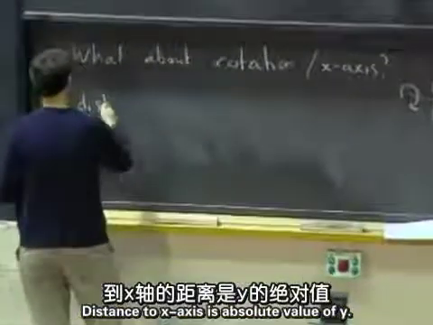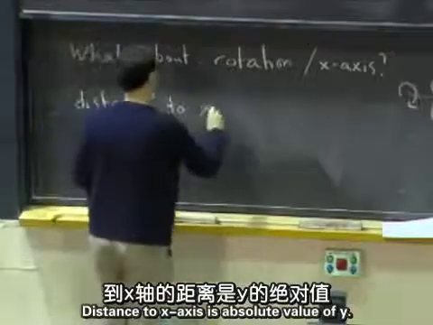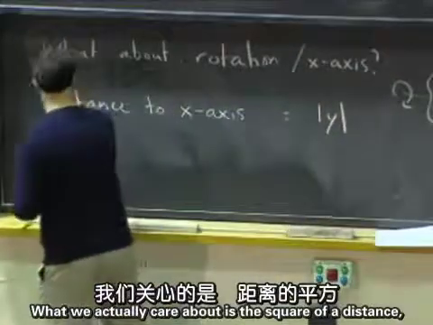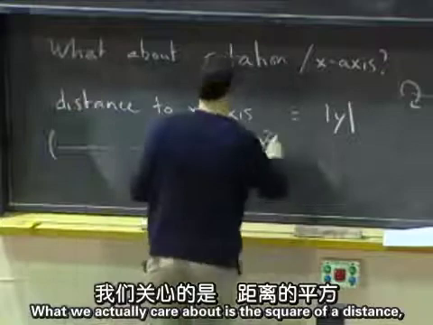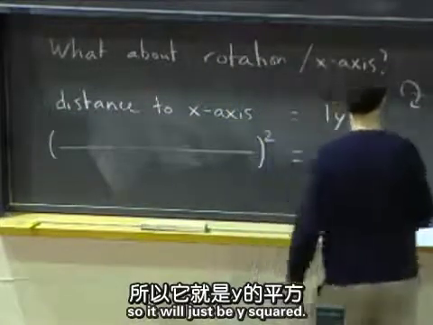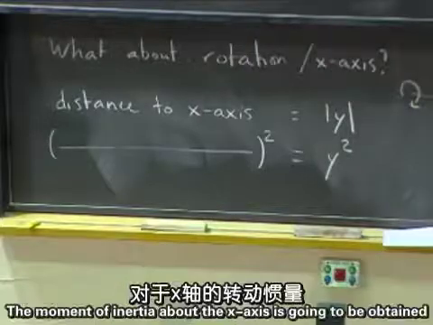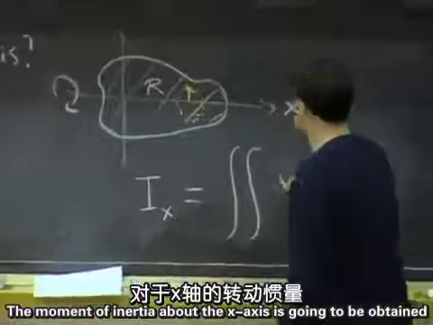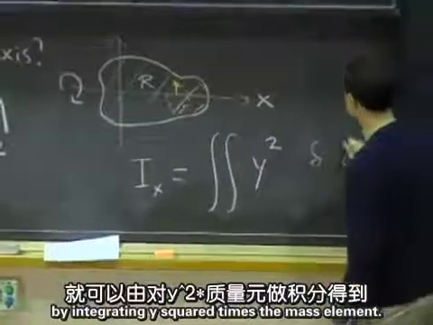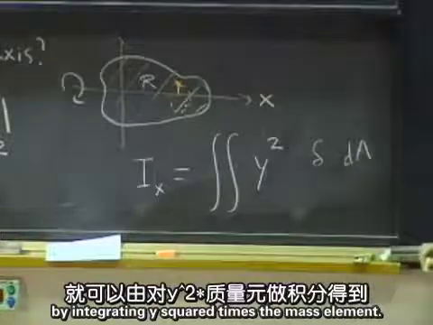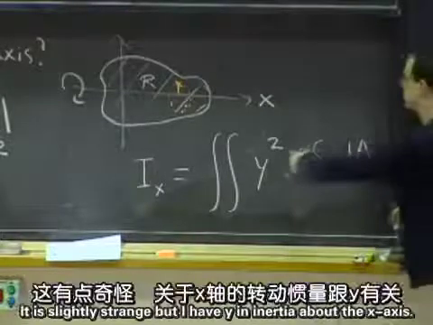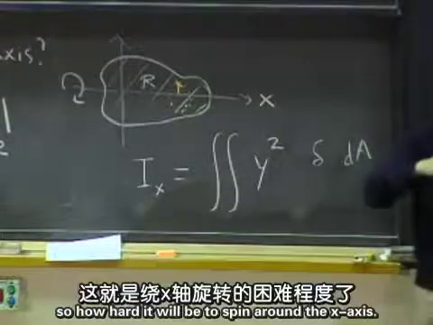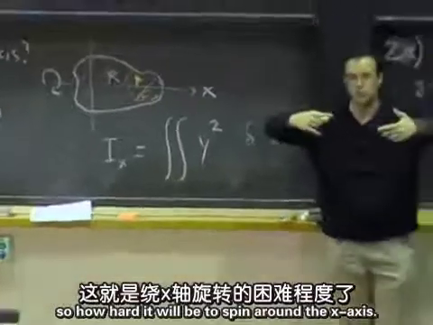Okay, so distance to x-axis is absolute value of y, and what we actually care about is the square of the distance. So that will just be y squared. So the moment of inertia about the x-axis is going to be obtained by integrating y squared times the mass element. Okay? It's slightly strange that I have y in the inertia about the x-axis, but if you think about it, y tells me how far I am from the x-axis, so how hard it will be to spin around the x-axis.